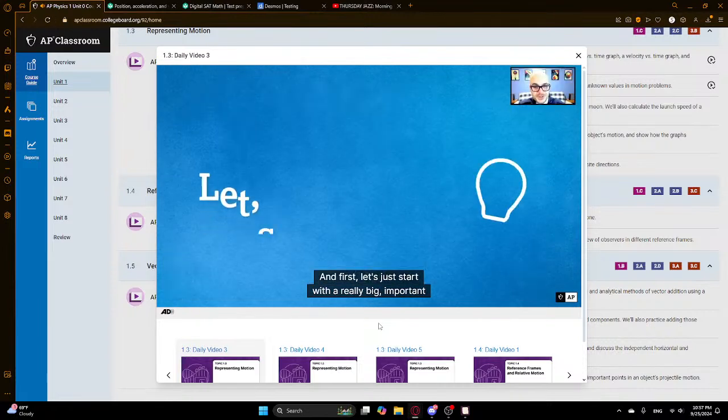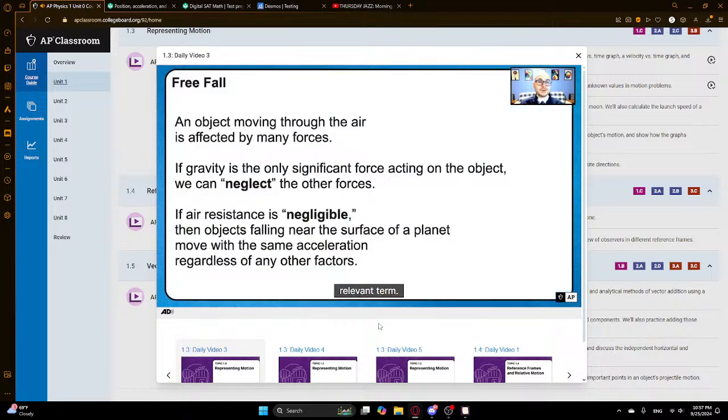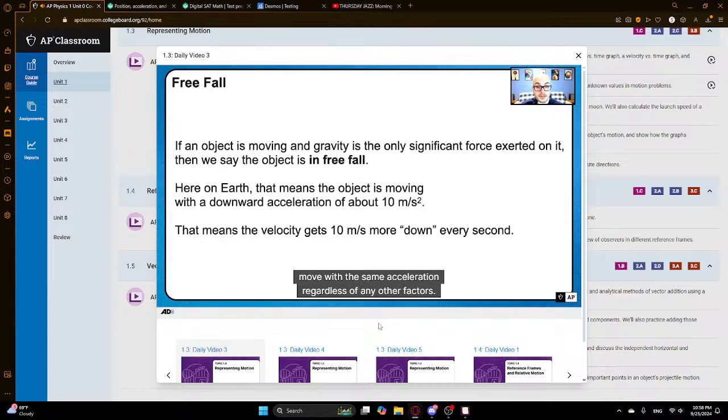And first, let's just start with a really big, important, relevant term, and that's the idea of free fall. An object moving through the air is affected by many forces. But if gravity is the only significant force acting on the object, we can neglect the other forces. For example, if air resistance is negligible, then objects falling near the surface of a planet move with the same acceleration, regardless of any other factors. If an object is moving and gravity is the only significant force exerted on it, then we can say the object is in free fall.